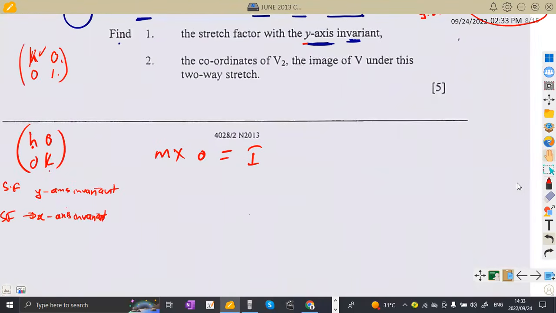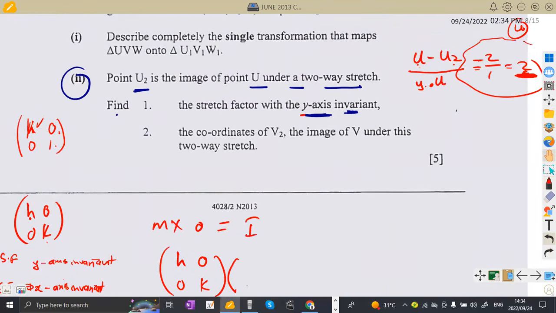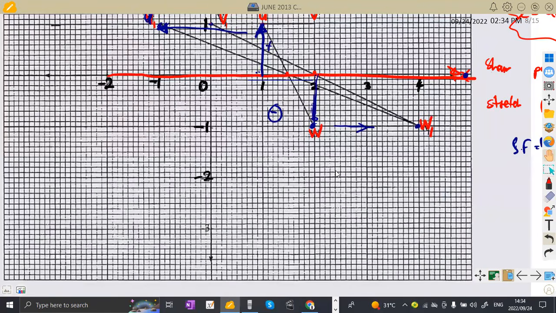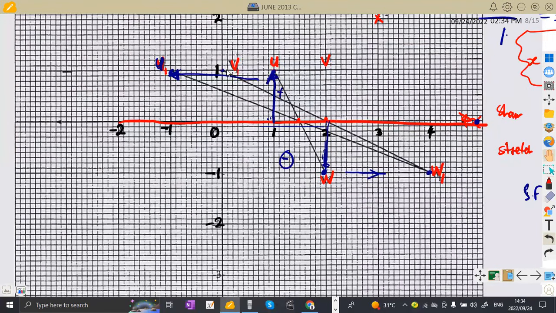This is what you're going to do. Since we said our matrix is H, 0, 0, K, I'm going to use H, 0, 0, K like this, times the object. The object is the point that I am mapping here. I am mapping the point U onto U2, which is the image. So I'm supposed to multiply by the point U. What are the coordinates of point U? We need the diagram now. Point U is (1, 1). This is our U here, which is (1, 1).